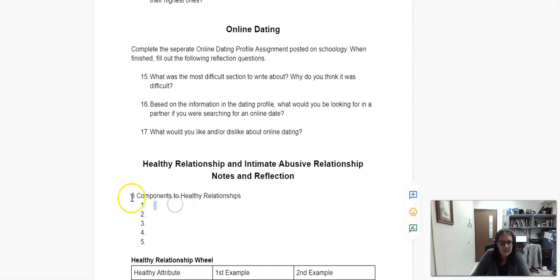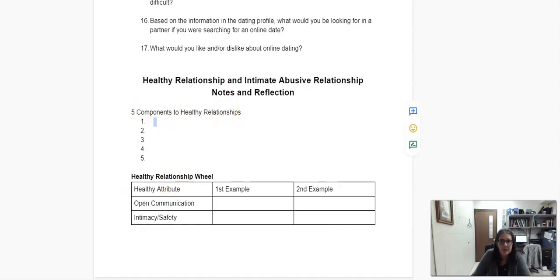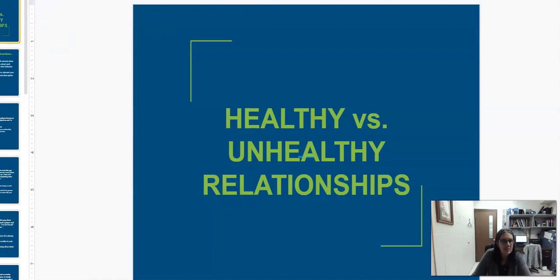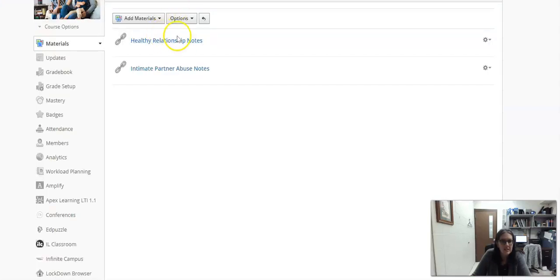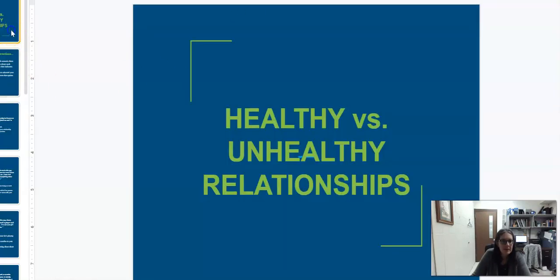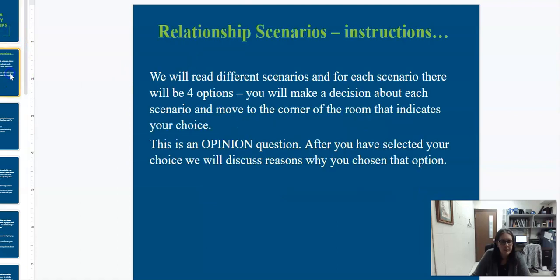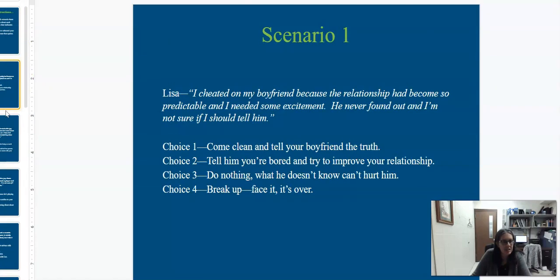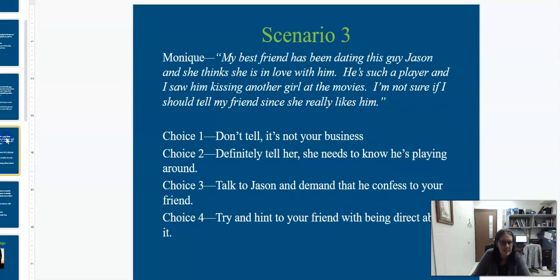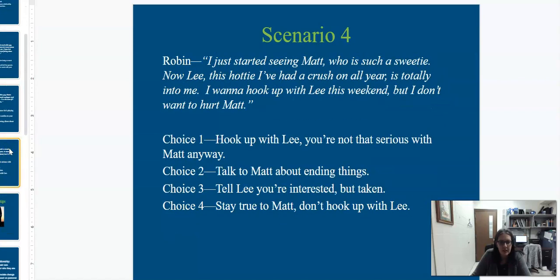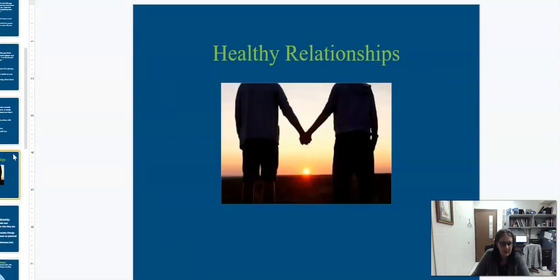So the first one is just looking at what are components of a healthy relationship. So it's going to be the note. So you go on your link, and it's going to be this one right here. And you hop on that, and then it pops up with these, and it gives some little scenarios that in person we do. You kind of just look at them and think about what you would do. We don't really have the discussion piece, but just feel free to pop on those. And then we get to the actual notes part.